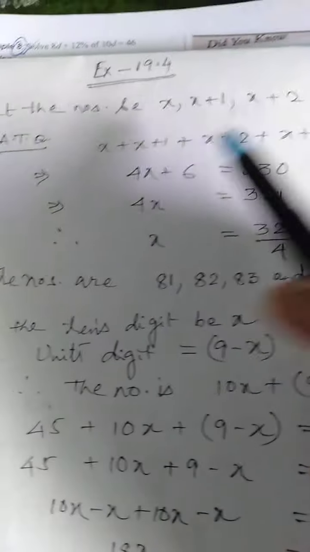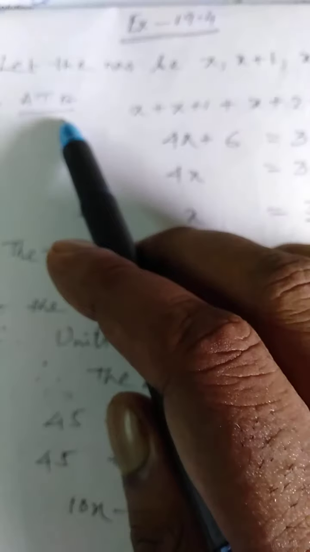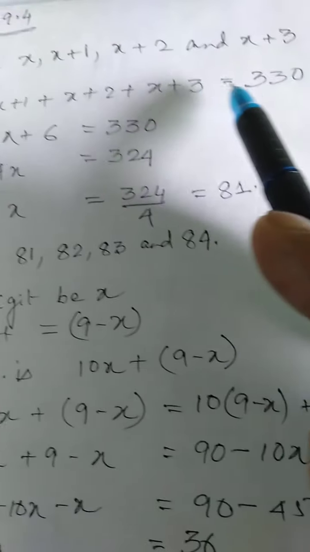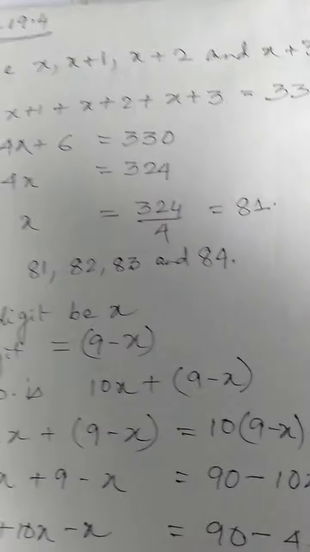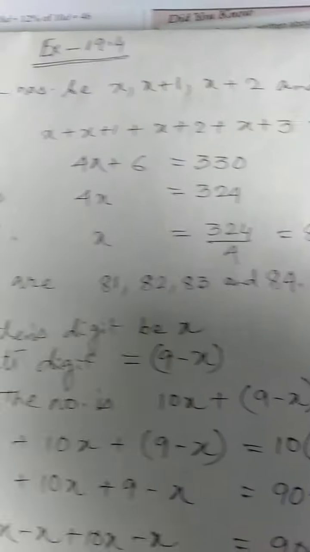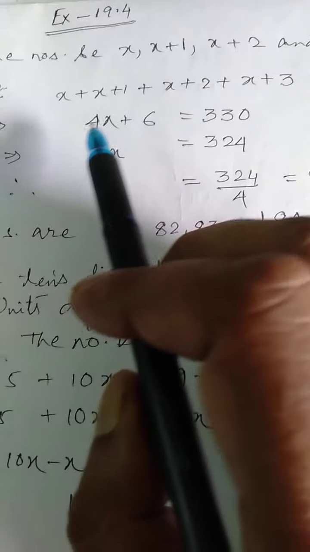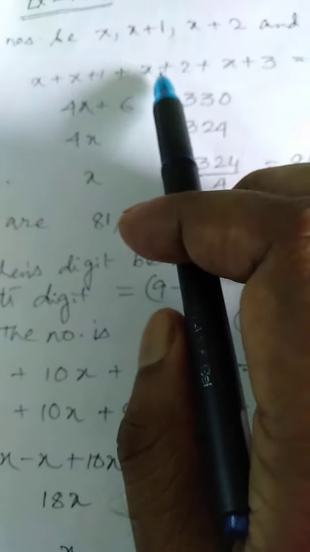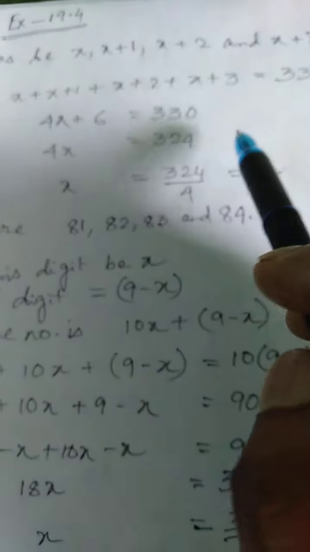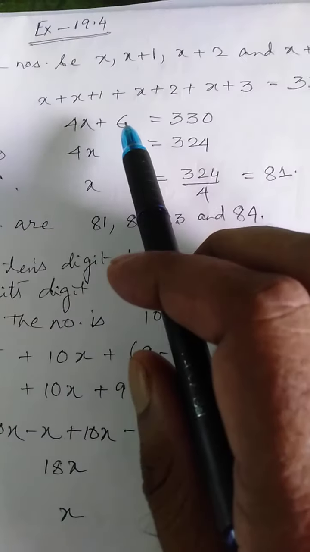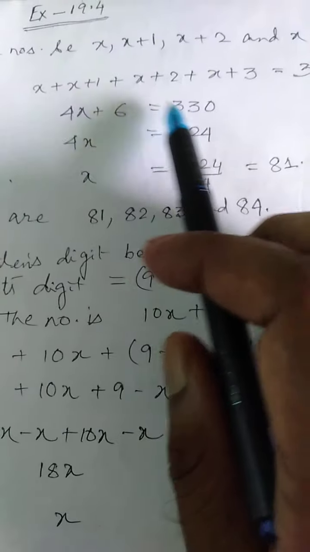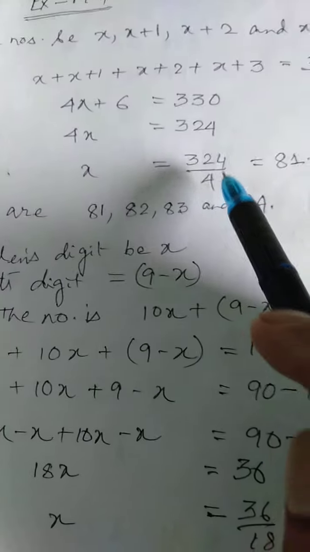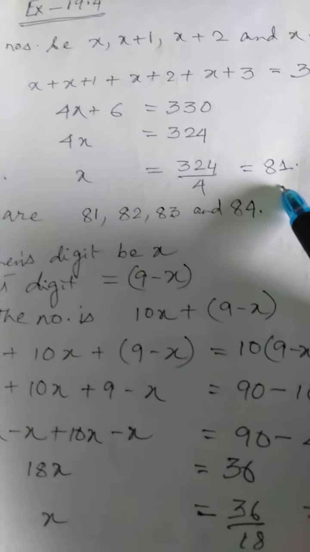Okay. Now according to the question, x plus x plus 1 plus x plus 2 plus x plus 3 will give 330. Okay, that is the condition given, that the sum of four numbers is 330. So if I add x plus x plus x plus x, I will get 4x, and 1 plus 2 plus 3 will give 6, is equal to 330. Now put the 6 on the right side. So 330 minus 6 will give you how much? 324. So x is how much? 324 by 4, that is 81.